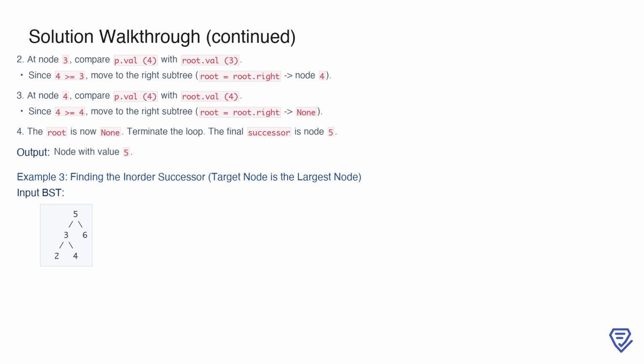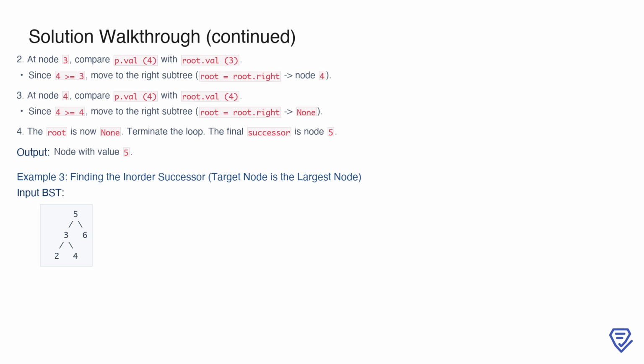Now let's explore what happens when the target node is the largest node in the tree. In this third example, the target node is 6. Starting at the root, node 5, we compare 6 with 5. Since 6 is greater than or equal to 5, we move to the right subtree to search for a successor.